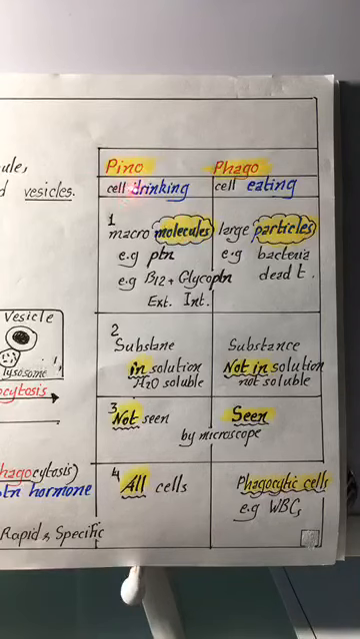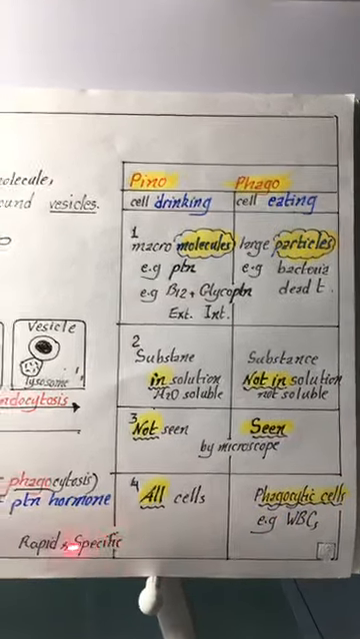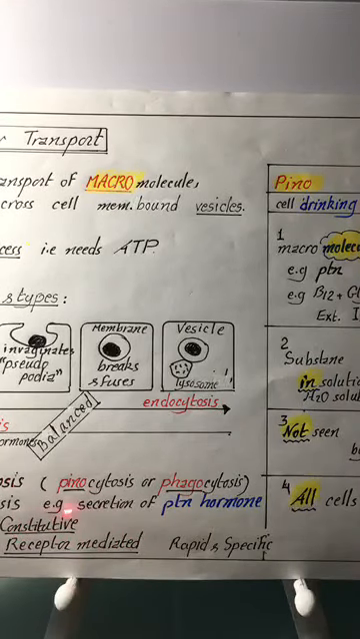Molecules, pino, cell drinking, because not seen, in solution, all cells can take protein molecules. Phagocytosis, large particle, not molecules. Seen under the microscope, the bacteria and dead tissue. Not in solution, not soluble, only phagocytic cells like white blood cells. And if the pit has receptors, it's rapid and specific, and we call it receptor mediated. If the pit has no receptor, we call it constitutive.